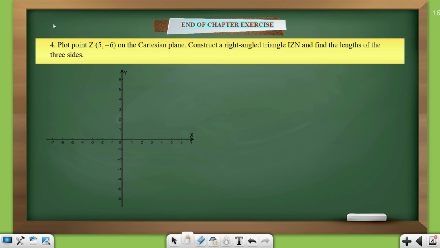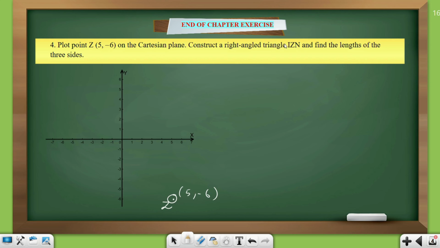First of all, we have to start our question with the first part: plot the point Z (5, -6) on the Cartesian plane. So we have taken a Cartesian plane here, and the point is Z (5, -6). The x coordinate is 5 here, and the y coordinate is -6, which is located on the downside of the y axis. So this could be our point (5, -6). Our first part is over, and this is the point Z.